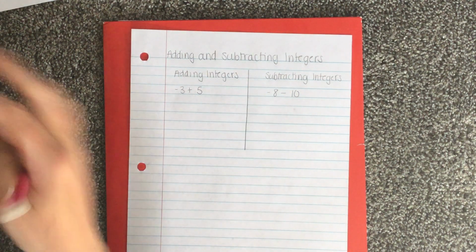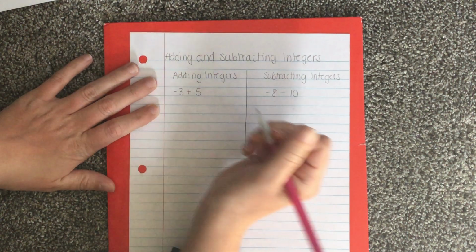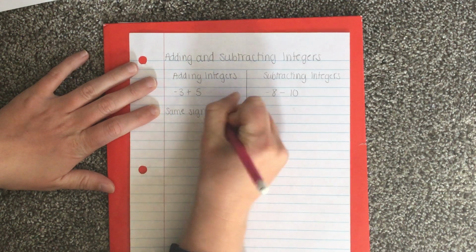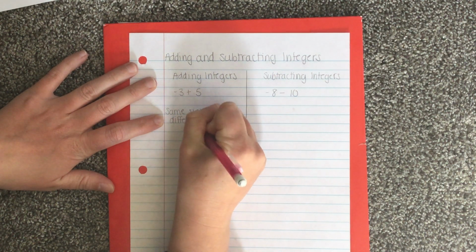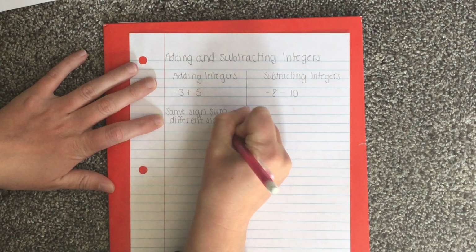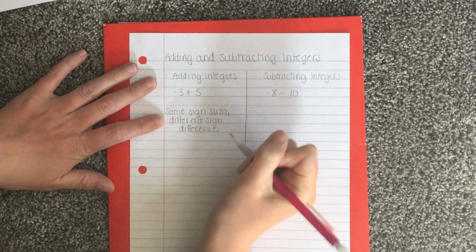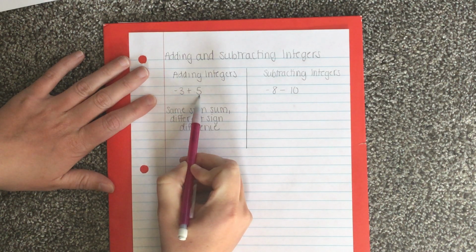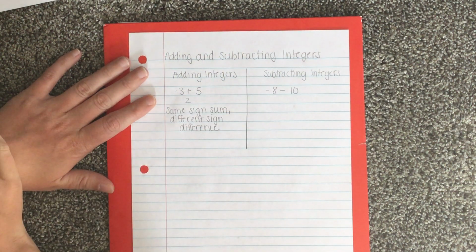So how do we go about solving these two different types of problems? With adding integer problems, you follow the rule: same sign sum, different sign difference. Here, this is adding integers. This is a -3, this is a +5. Different sign means we subtract. So 5 minus 3 is 2. The larger number is positive, so my answer is positive.